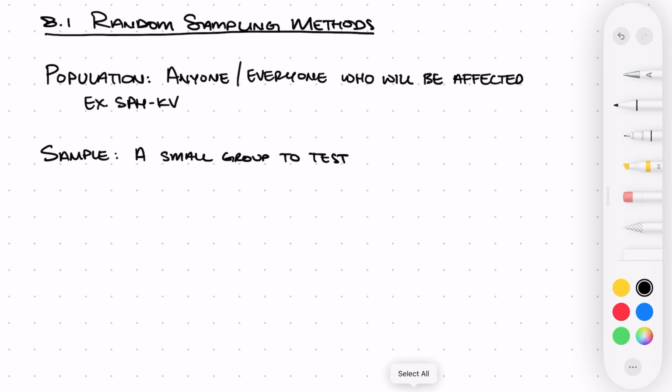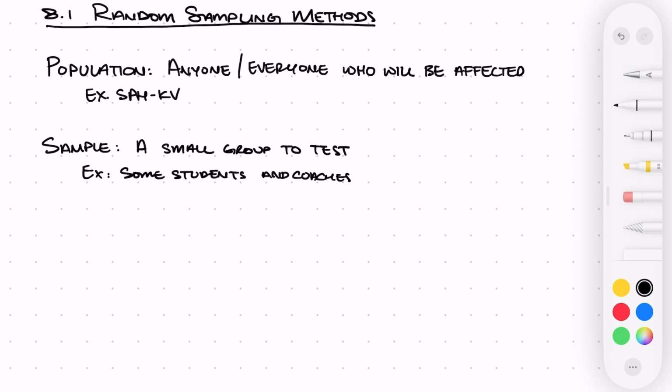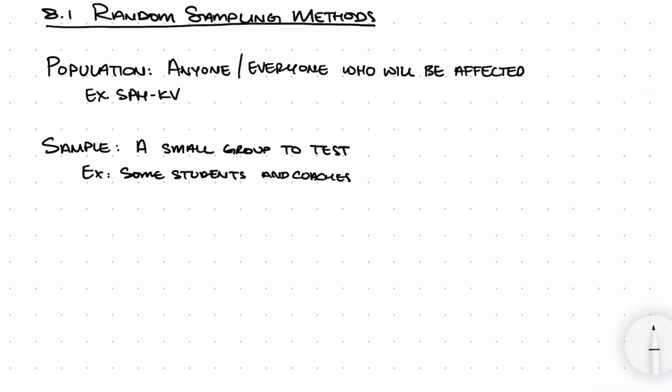And so, for example, we'll just say some students, and we need coaches, so we want to see who's interested. So we'll say and coaches. Now, most of the time, you'll see that SPHKV is actually a really small group. It's a small school. I mean, small enough for us to not have to have a sample. But if you want things a little bit faster, you don't always have to test every single person, right? You just choose your sample.